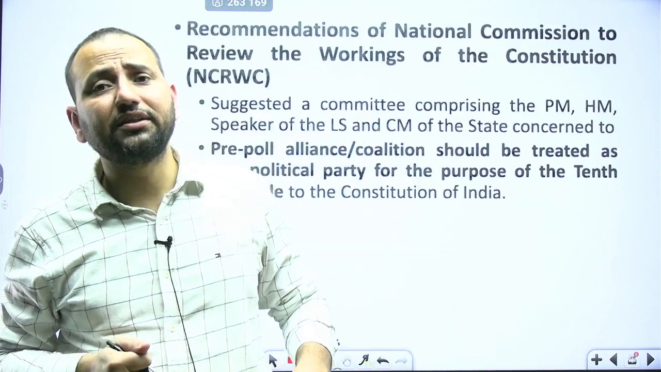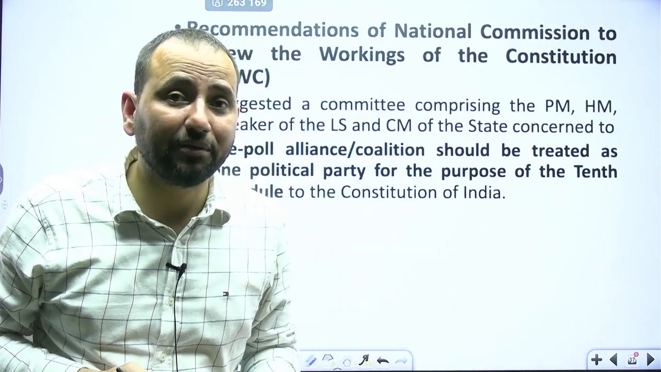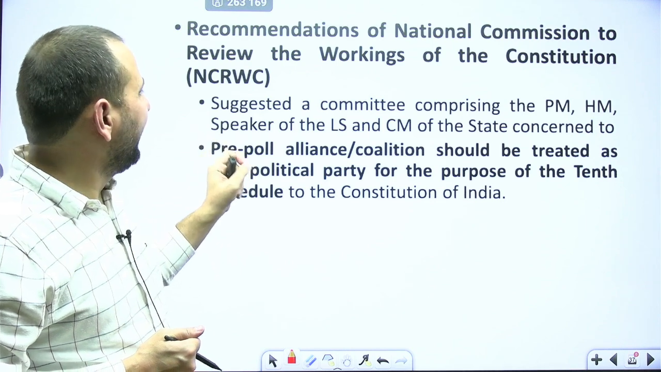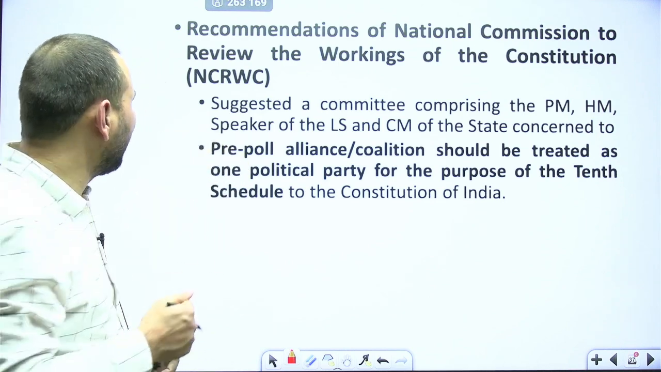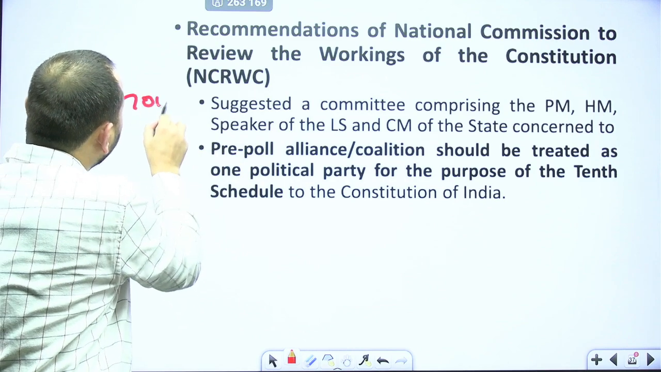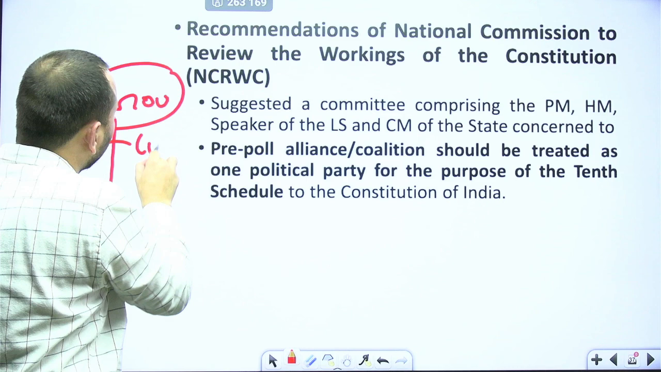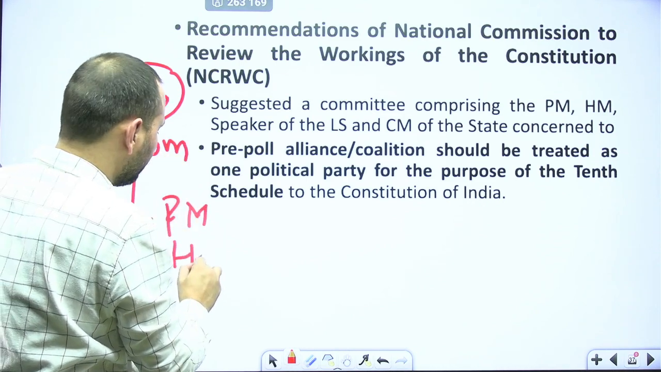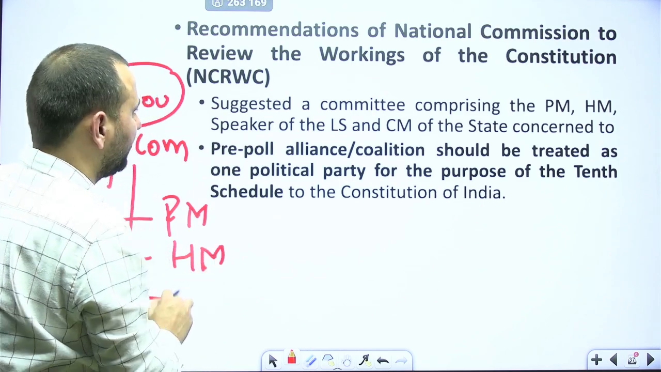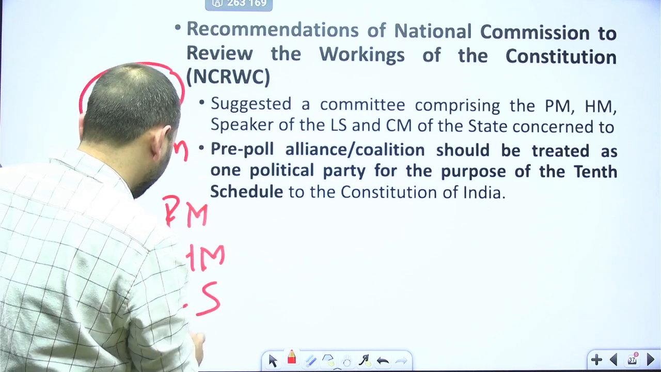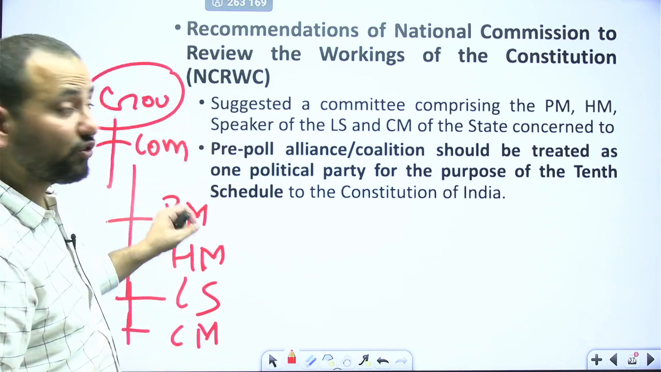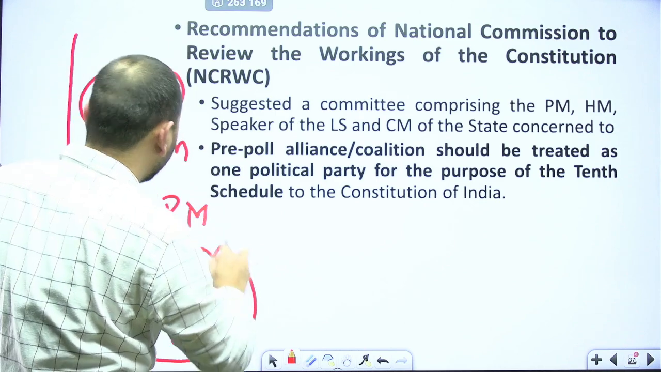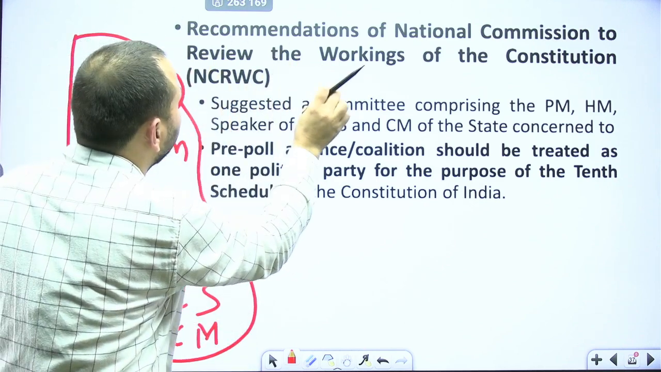Again, there are various other committees and commissions which we need to see, like the recommendations given by the National Commission to Review the Working of the Constitution. It clearly specified that the appointment of the governor should come through a committee, and this committee should consist of the Prime Minister, the Home Minister, the Speaker of the Lok Sabha, and the Chief Minister of the concerned state. So whenever we have to appoint a governor, it should come through this committee structure. It was specified by the National Commission to Review the Working of the Constitution.